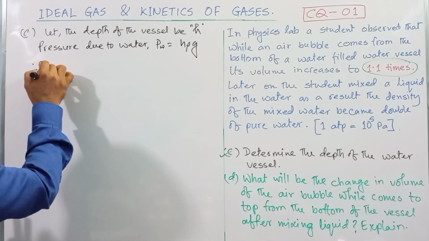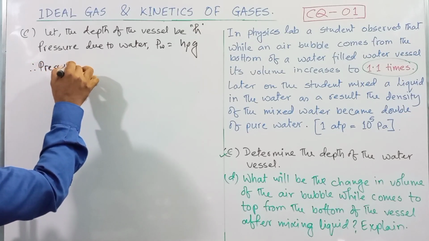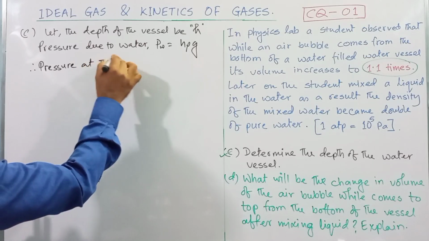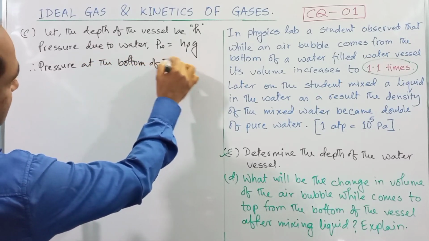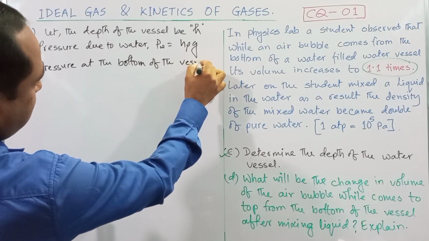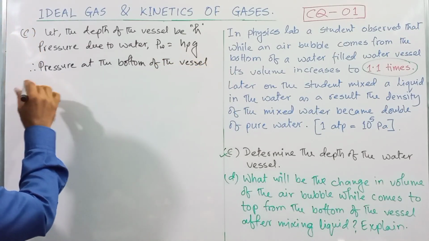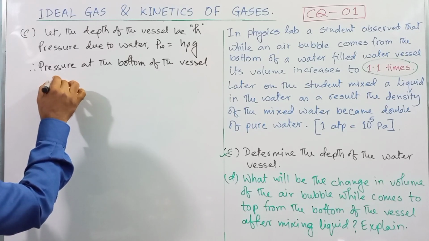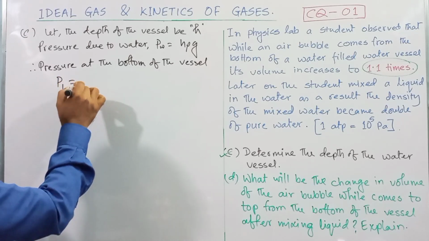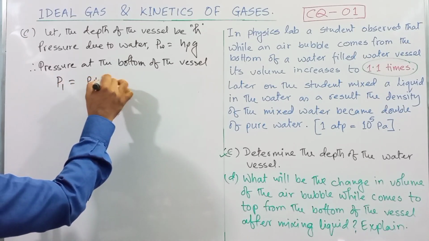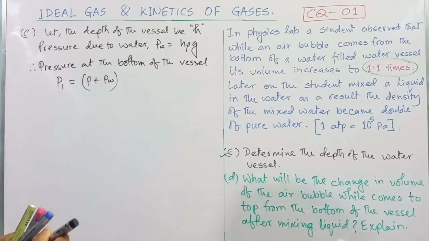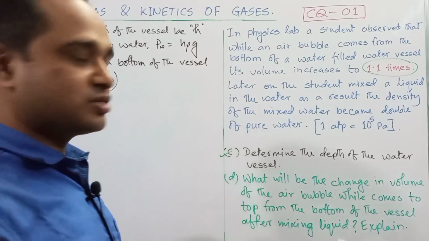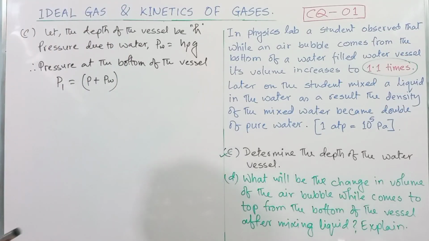So the pressure at the bottom of the vessel, denoted by P1, is P1 = P + Pw. Here P means atmospheric pressure and Pw means pressure due to water.